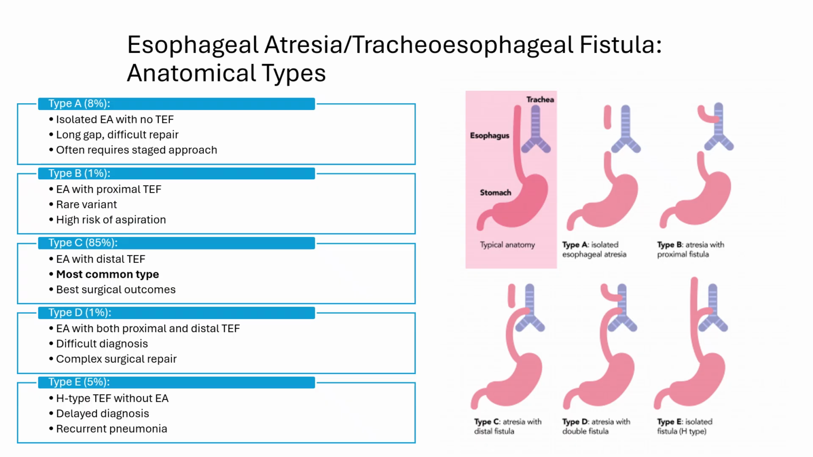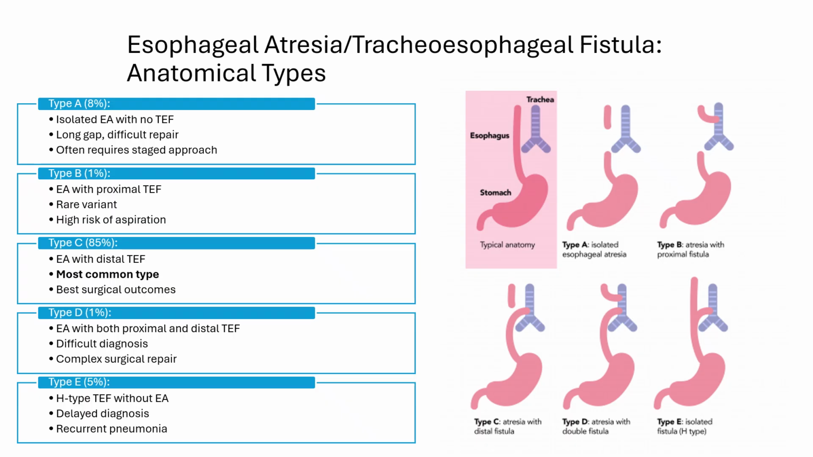The esophagus doesn't connect, but there's a fistula from the trachea down to the stomach. Why does this matter? That distal connection allows air to reach the GI tract, creating the characteristic gaseous distension you'll see on X-ray. It also provides surgeons the best opportunity for successful repair.